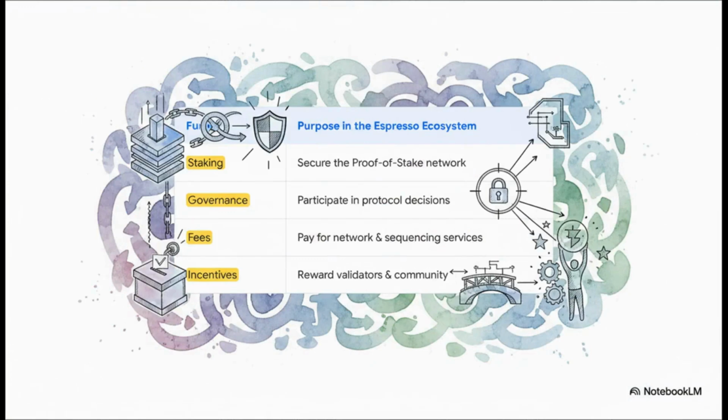So what does the ESP token actually do? Well, it has four main jobs. You can stake it to help secure the network. You can use it to vote on big decisions. You use it to pay for network fees, and it's also used to reward the validators who keep the whole system running. Its utility is tied directly to how much the network is actually being used.